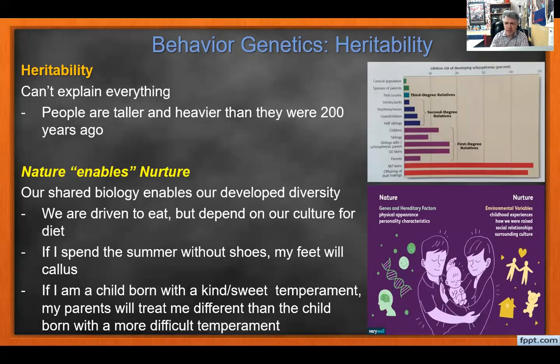Okay, some people are taller and heavier than they were 200 years ago. There's certain genes that are wanted through evolution. But we know that nature enables nurture. Okay, if a child is born with a kind, sweet temperament, they're going to be treated differently by their parents. You're not treated the same as your brothers and sisters because you're different than your brothers and sisters, assuming you have brothers and sisters.